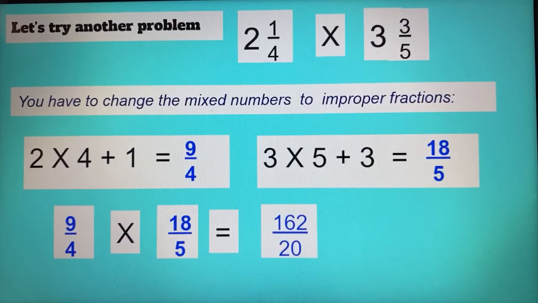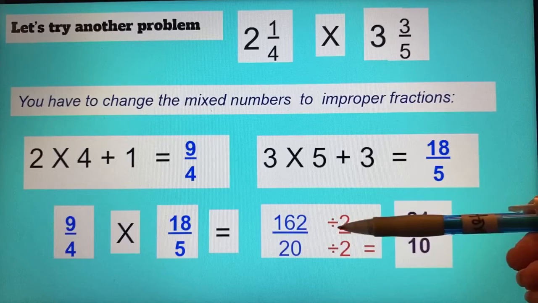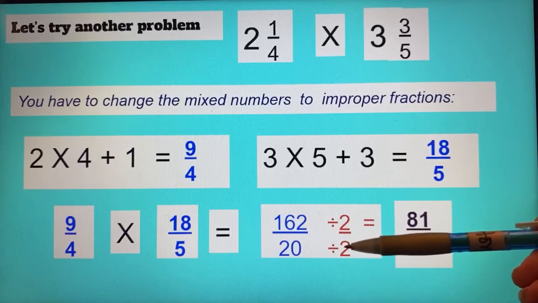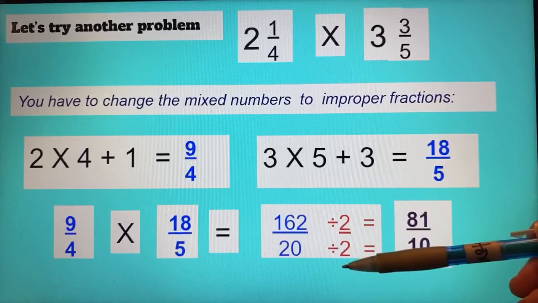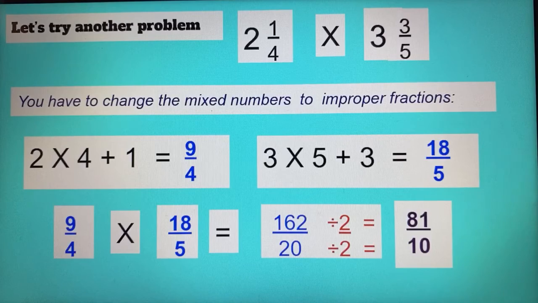162/20. That's huge. However, we can see that they're both even, so we know that 2 can go into both of those. So let's just try 2. So what is half of 162? Well, it's 81, and 20 divided by 2 is 10. I want you to notice something really important. When you reduce, you can only reduce by the same number on the top and the bottom. They can't have different numbers here. This fraction right here is equal to 1, and you can only reduce it that way. Now we're done with this problem.